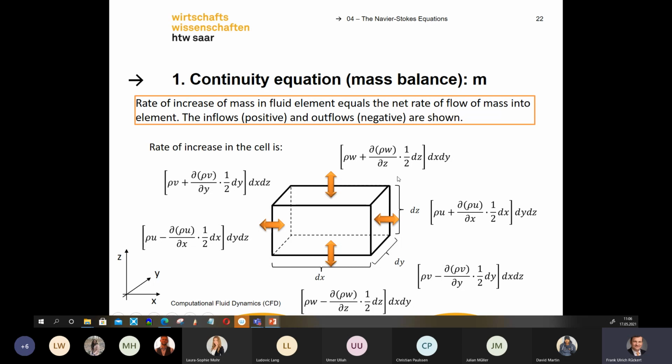Then we can simulate. So you see, more or less for the mass balance in one cell, you need 1, 2, 3, 4, 5, 6 different equations to calculate how much mass we have inside the cell and how much mass goes outside the cell. Okay, I think this is at least not so easy to understand. And it's just the first equation.